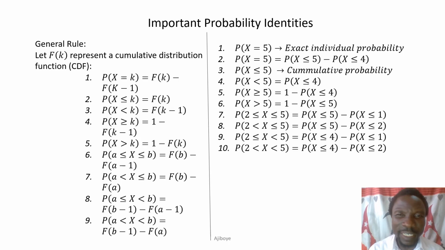Before we proceed to the next example, it is important we understudy these important probability identities. It will be applied in the example we would consider next. So this general rule for cumulative distribution function can be used to determine an exact individual probability value, for example, in example one, P of X equal to 5. Let me mention that you can pause this video to understudy these important identities so that you can understand by the time we start making applications.